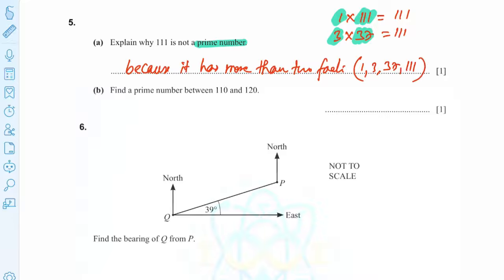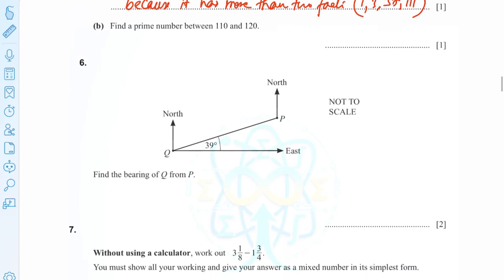Or if you write down that it is divisible by 3, that also will be okay. You'll get the marks for that answer. Got it, everyone, clearly? Question number 6.